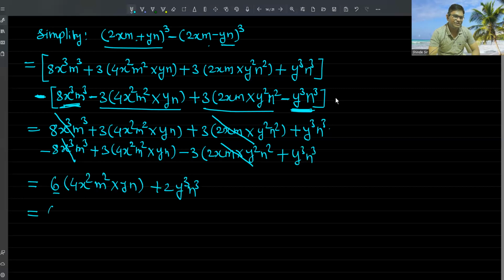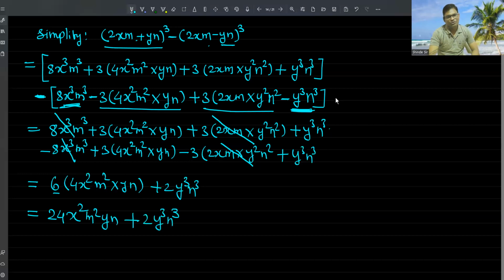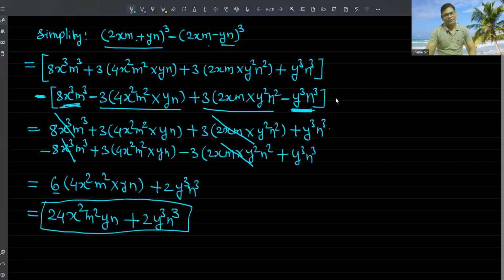Now just multiply this bracket with 6, or before that just solve this bracket. So it will return us 6 times 4, 24 x square m square yn plus 2 times y cube n cube. So this will be the simplification of the given algebraic expression.